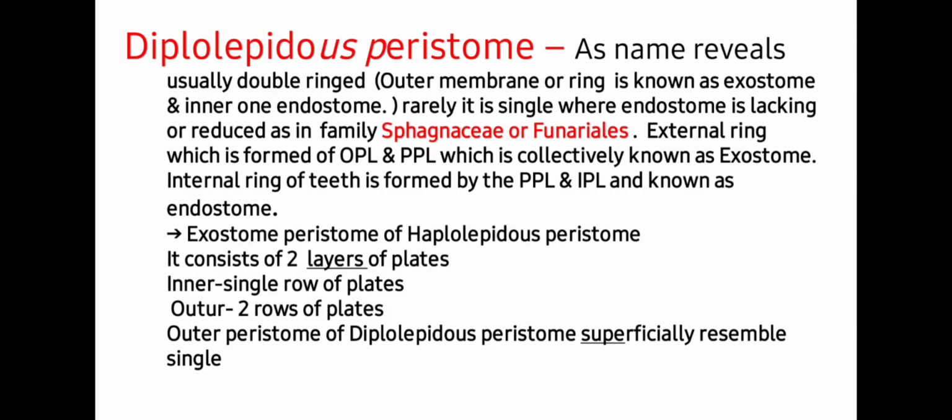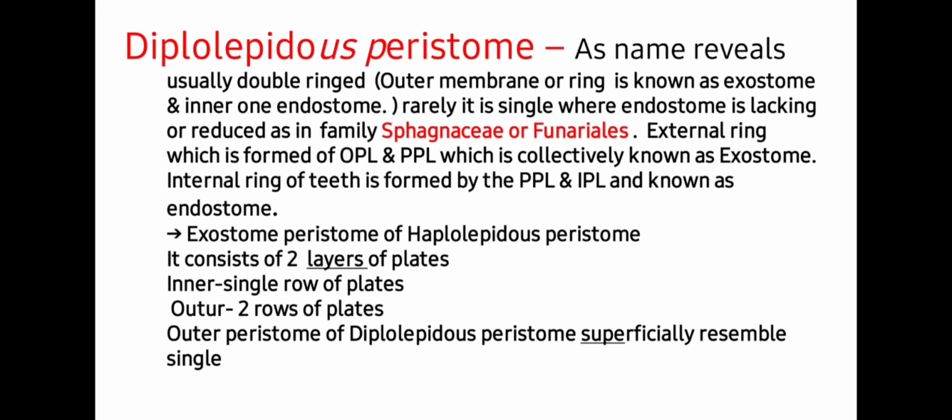Next is the diplolepidous peristome. As the name indicates, it is double layered. The outer membranous ring is known as the exostome and the inner one is known as the endostome. Rarely it is single layered where the endostome is lacking or reduced, as in the family Sphagnaceae or Funariales. The external ring, which is formed of the outer peristomial layer or primary peristomial layer, is collectively known as the exostome.